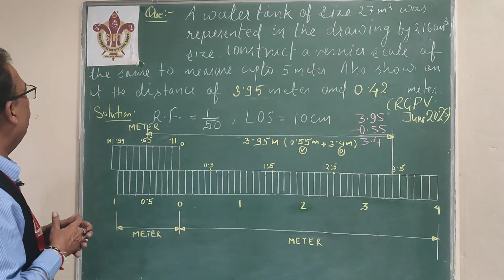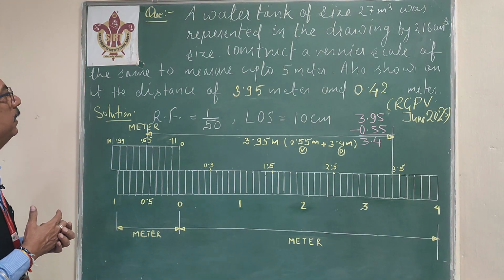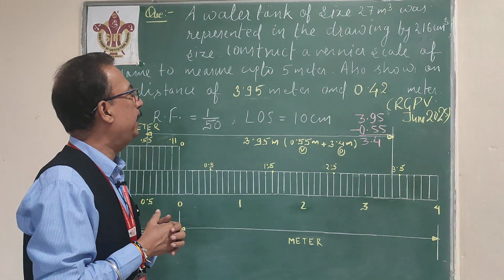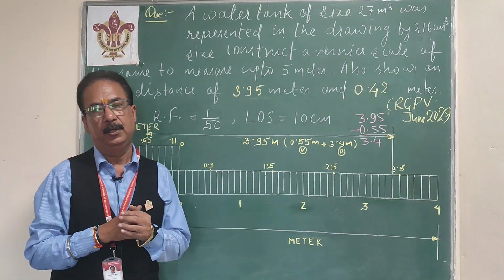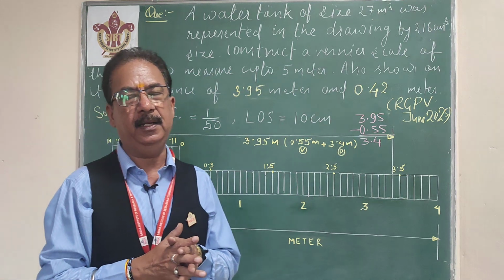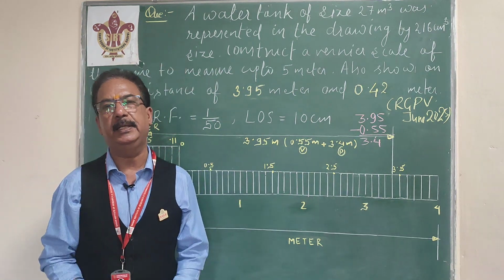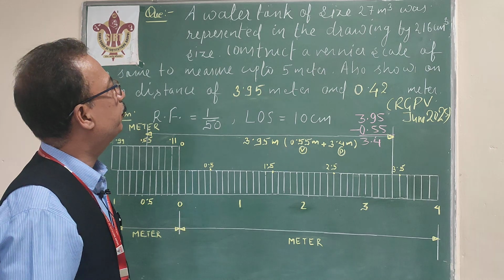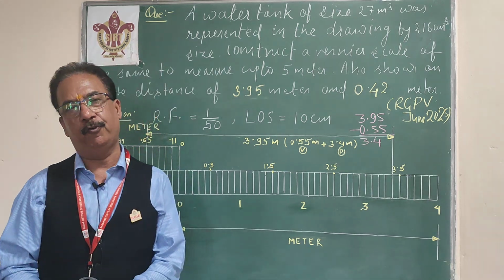Construct a vernier scale of the same to measure up to 5 meter. Also show on it the distances of 3.9 meter and 0.42 meter. You already know about the vernier scale. A vernier scale is used to represent distance in 3 units. So firstly, in this problem the proportion is given in the form of volume.